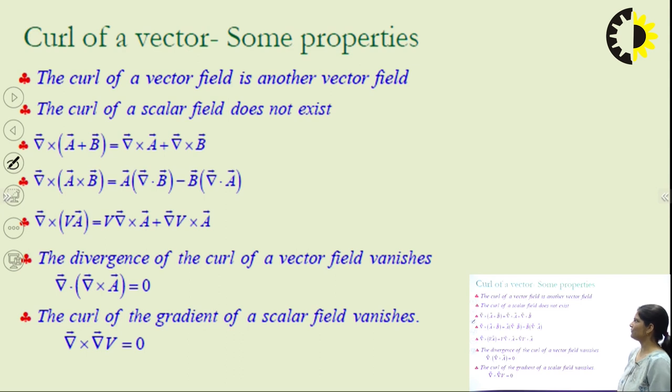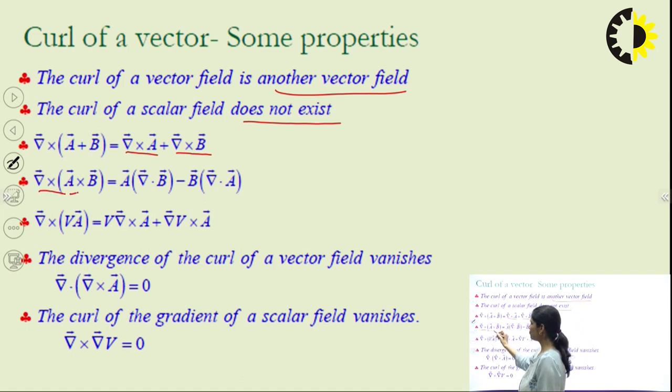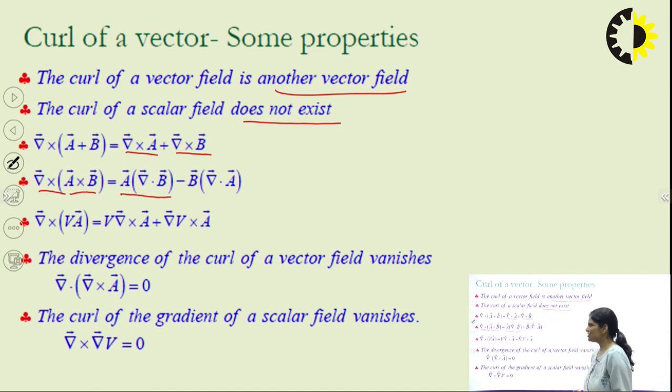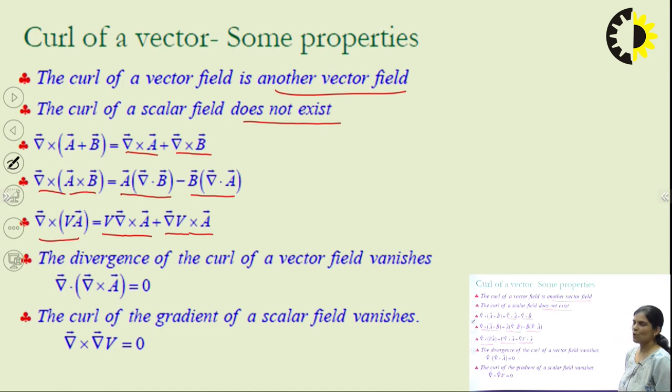Now curl of a vector. Now these are some properties. Curl of a vector field is another vector field, and curl of a scalar field does not exist. Now here, curl of A plus B is equal to curl of A plus curl of B. Now the next property is curl of A cross B, that is equal to A in bracket divergence of B minus B in bracket divergence of A, where divergence is del dot A. Now the next property is curl of VA, that is equal to V del cross A plus del V cross A. So this is also a property of a vector.